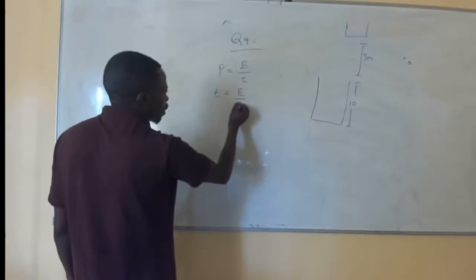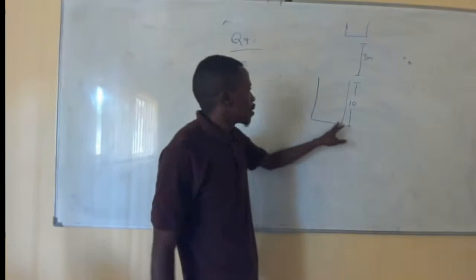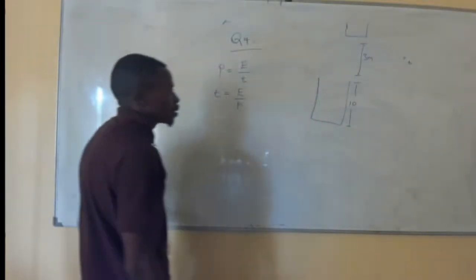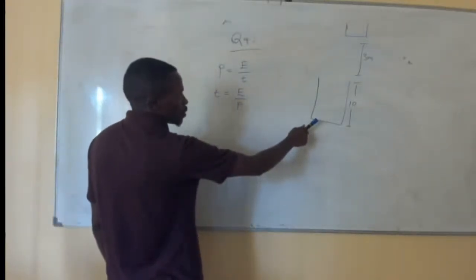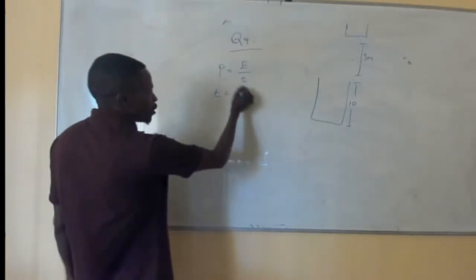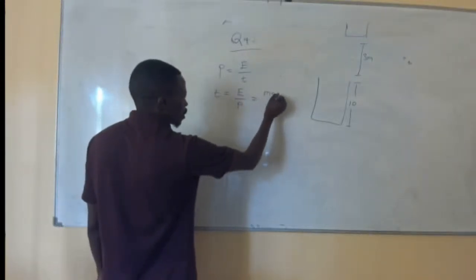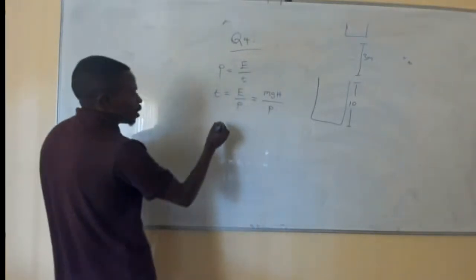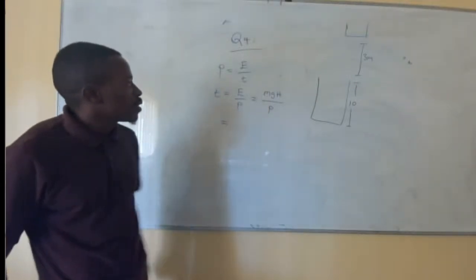energy over power. Energy in this case, remember that the pump is pumping water from the well to the tank, which is 3 meters up, and then the well is 10 meters down. So what the pump is doing here, it's fighting against potential energy. So the energy in this case is just the potential energy, which is given by the mass, the gravity, and the height, divided by the power. But I don't know what the mass is. However, I was given the volume.